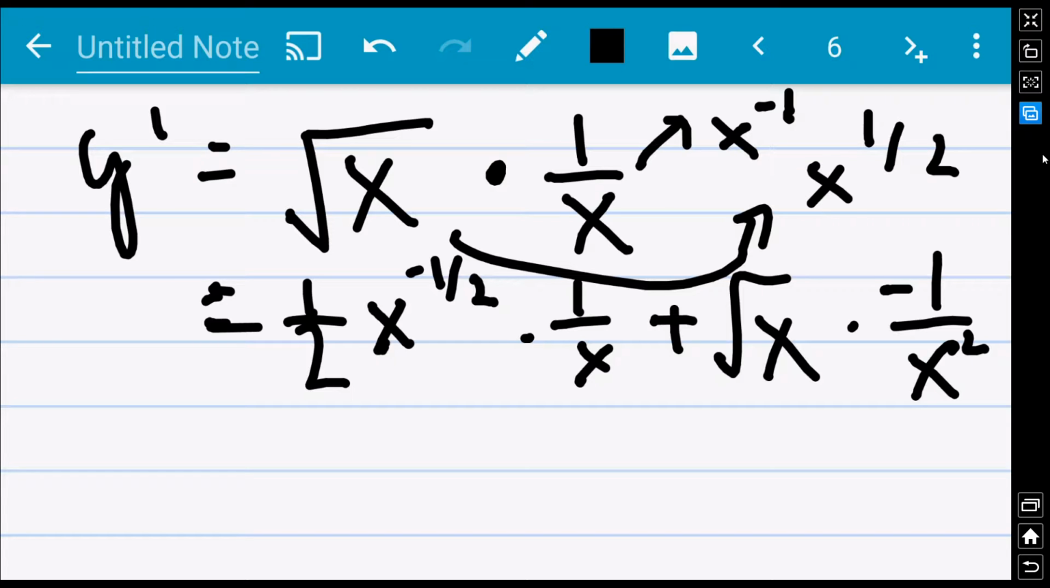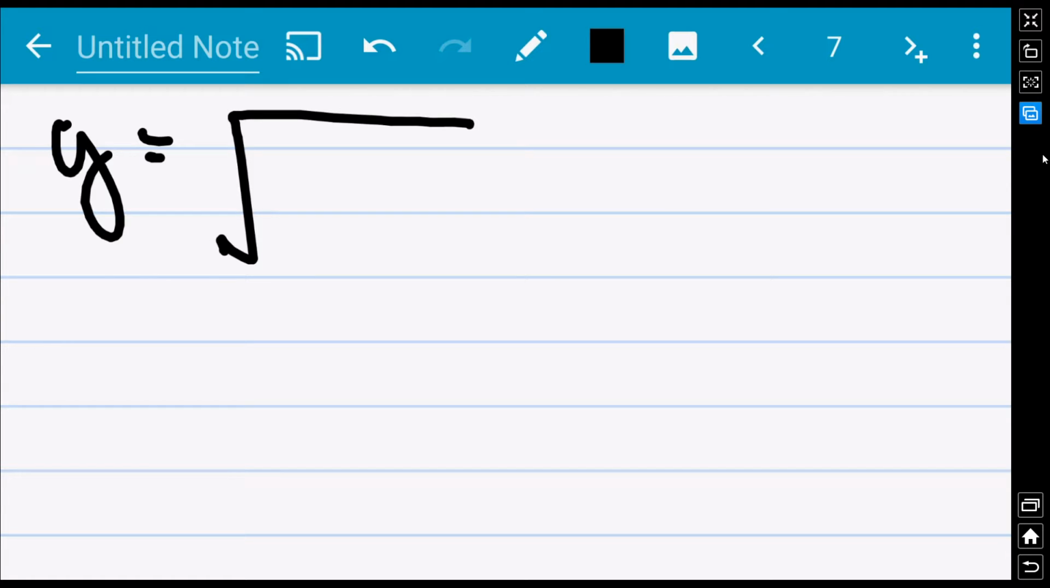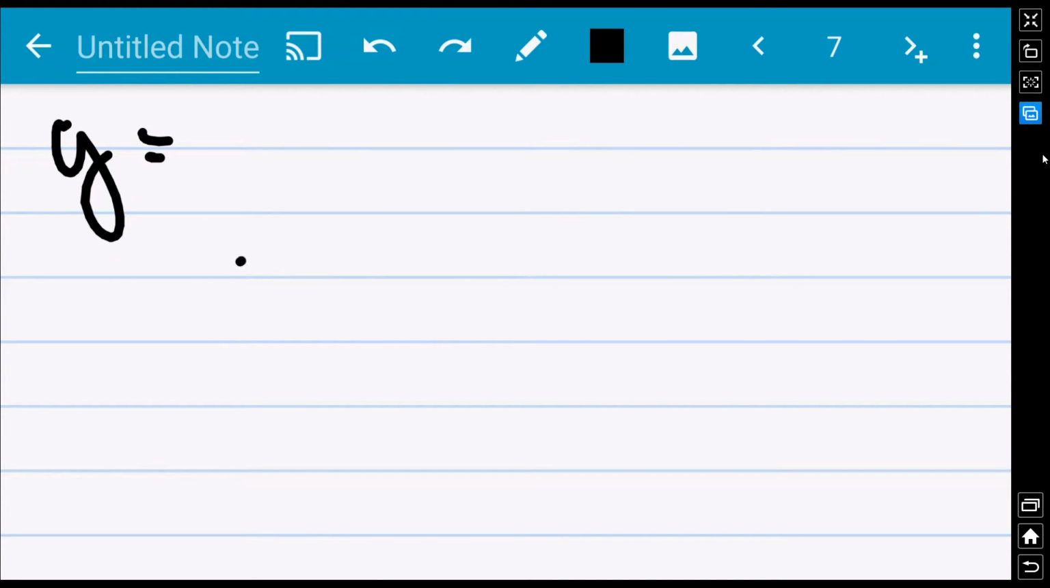Now, let's look at something different. These were actually really bad examples since I could just expand these. I'll give you a better example right now. Let's say you have root, no, actually, I don't want roots. Roots are complicated. Let's do this.